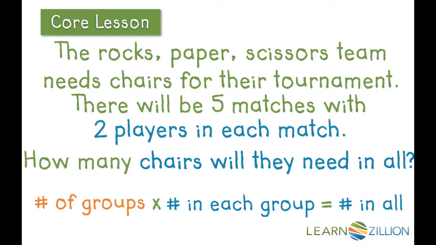And now I look and I see that word each, 2 players in each group. So I know that there's going to be the same amount repeated. And when I look at my 5 matches, I can link that up with the only piece of information that I don't see, and that's number of groups. So in this case, instead of groups, we have matches.